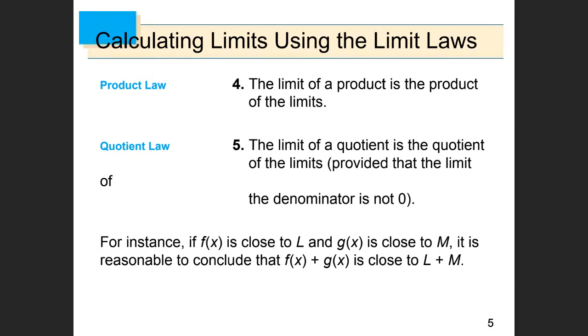Say for instance, if f of x is close to L and g of x is close to m, it is reasonable to conclude that f of x plus g of x is close to L plus m. All right. So if both limits exist and you're looking for the limit of the sum, then you just need to sum the outputs. All right. So it will just be L plus m.